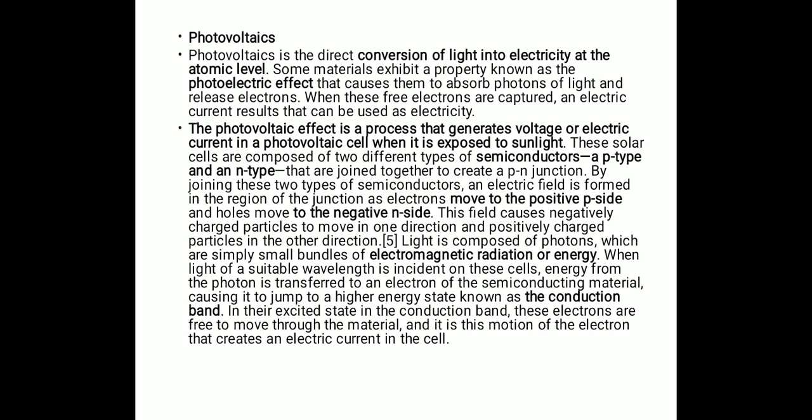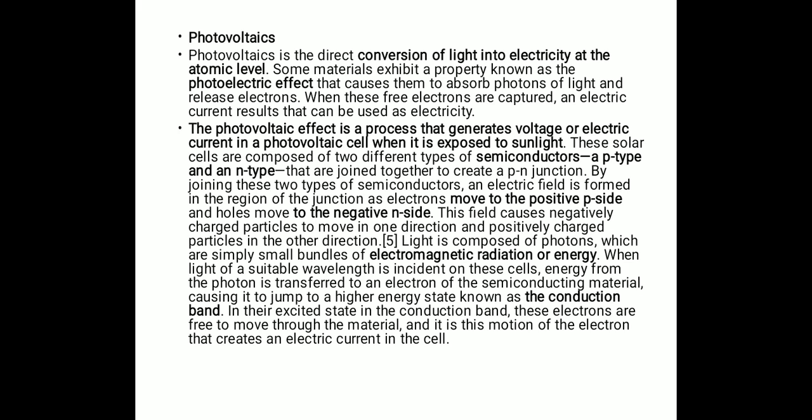Now see the photovoltaics. Photovoltaics is the direct conversion of light into electricity at the atomic level. Some materials exhibit a property known as the photoelectric effect that causes them to absorb the photons of light and release electrons. When these free electrons are captured, an electric current results that can be used as electricity. The photovoltaic effect is a process that generates voltage or electric current in a photovoltaic cell when it is exposed to sunlight. These solar cells are composed of two different types of semiconductors, P-type semiconductor and N-type semiconductor.